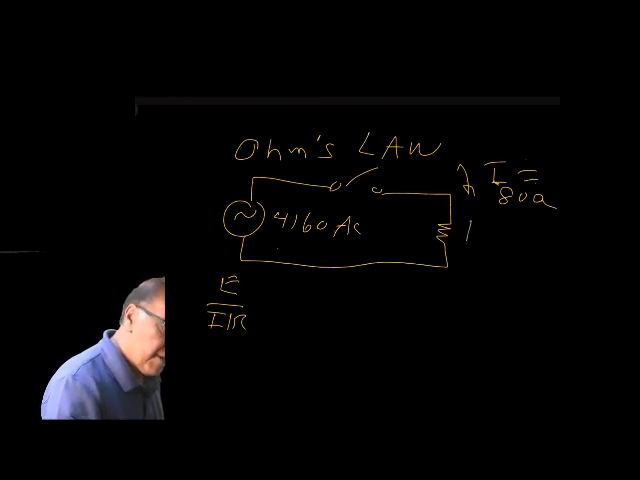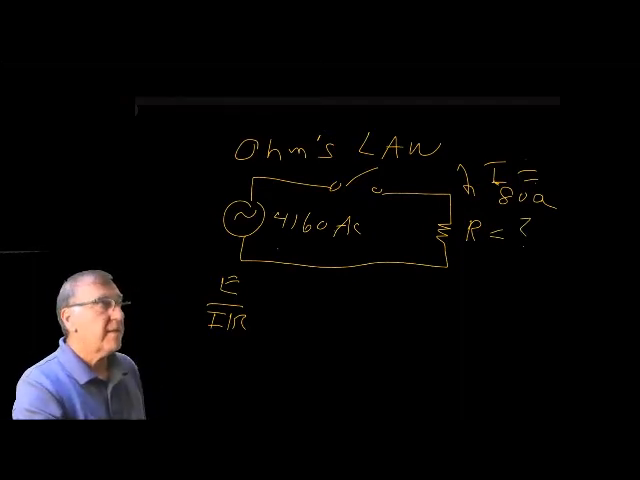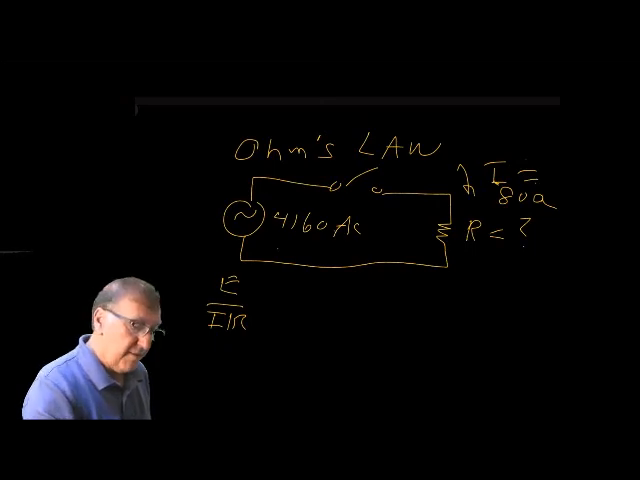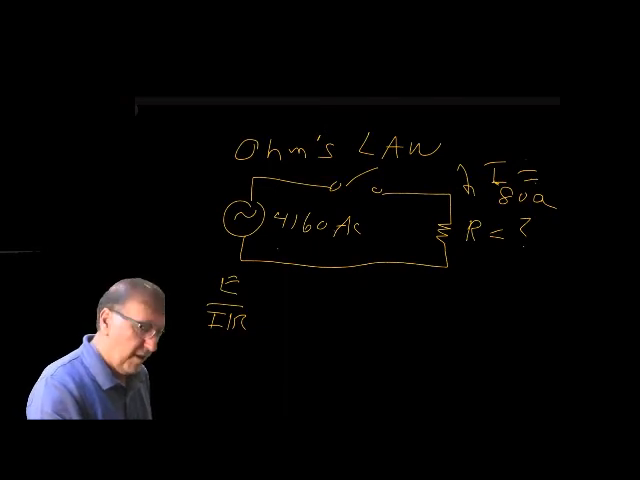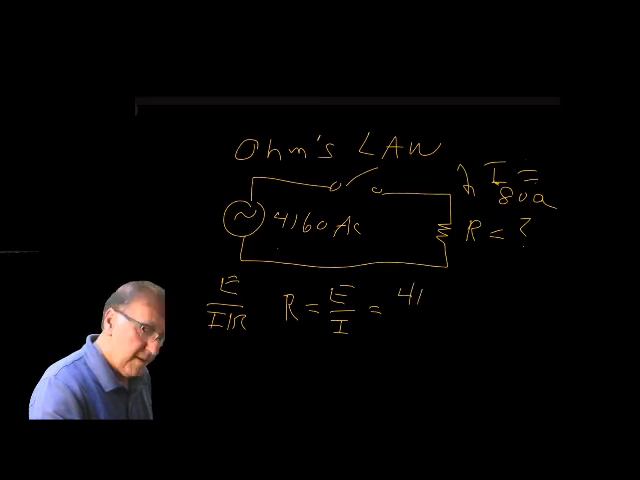We're going to say the current in the circuit equals 80 amps, and the resistance is unknown. So we're going to calculate the value of the resistance, again using our little formula E divided by I times R. We cover up the R this time, so R becomes E over I, and that is equal to 4160 divided by 80 amps, and that equals 52 ohms.